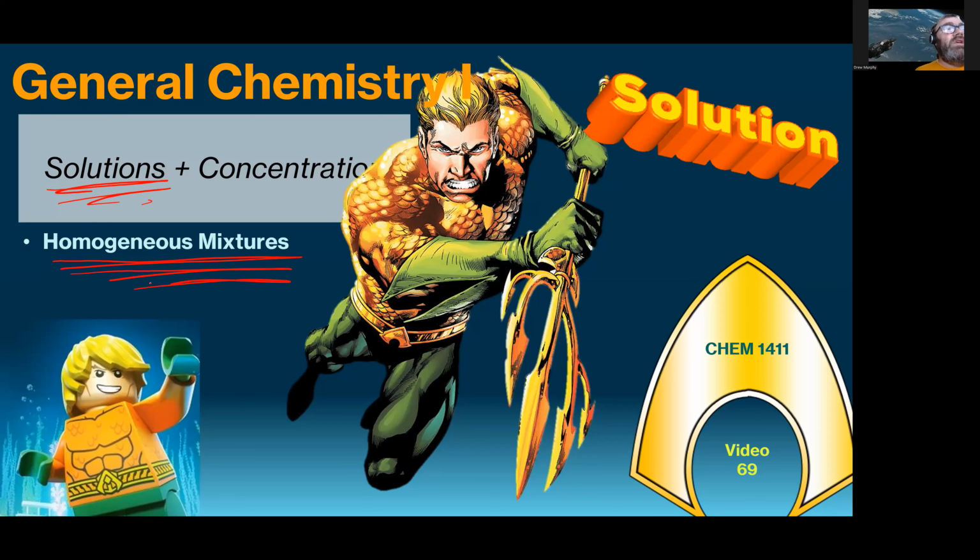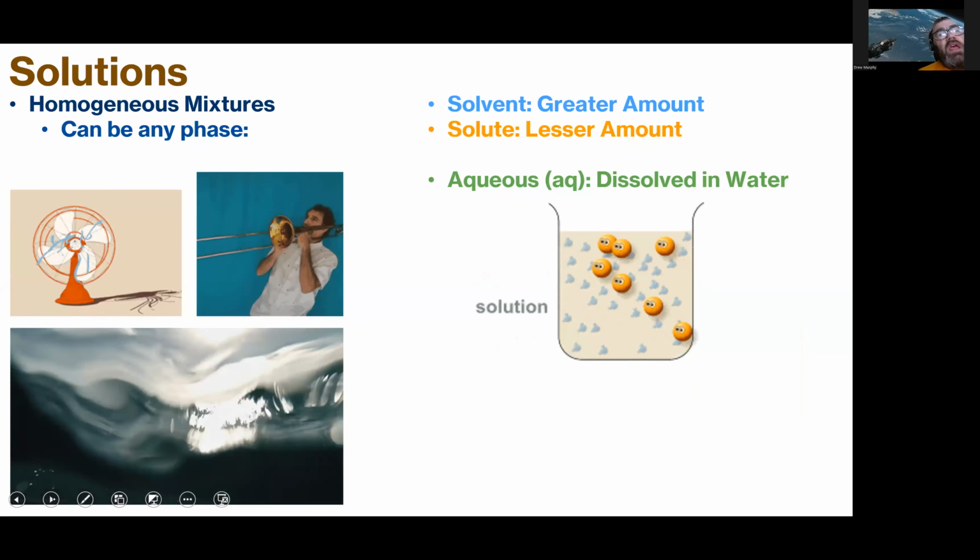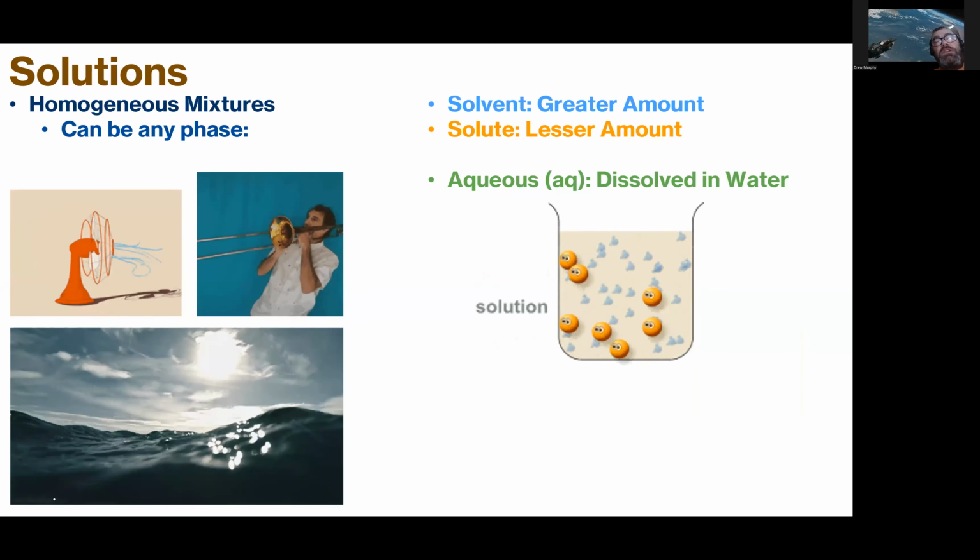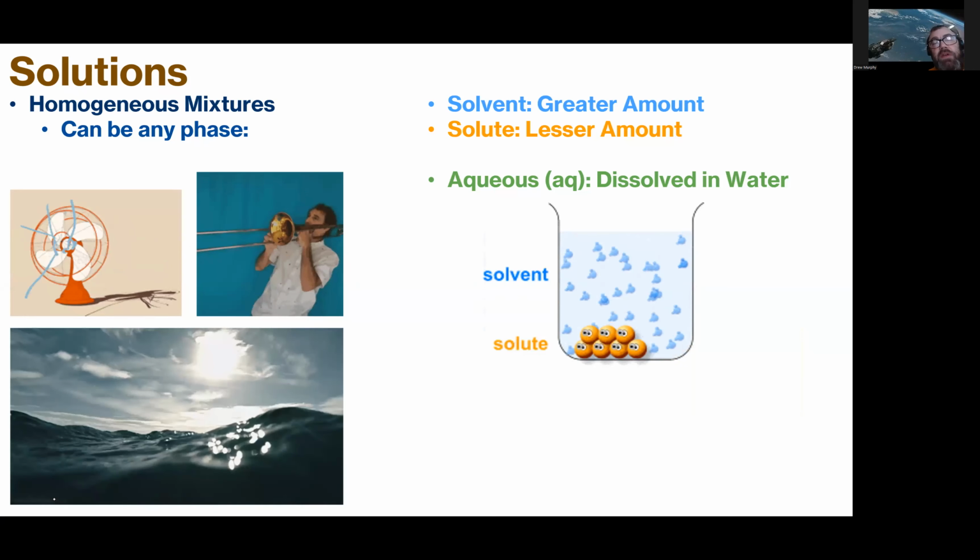So it has, what's the word I'm looking for? So it has a uniform composition, right? Everything looks the same. Okay. So when we're talking about solutions, we're thinking about that kind of stuff, right? We use words like dissolve, things are dissolved in, and all that kind of fun stuff. So solutions are homogeneous mixtures. They could be any phase whatsoever.